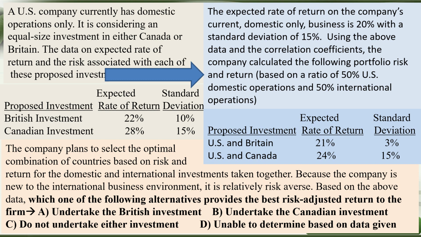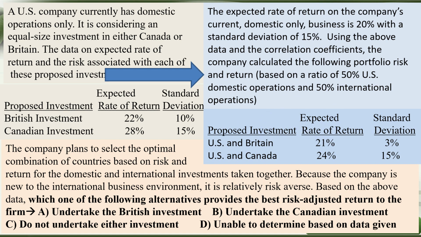Using the above data and the correlation coefficients, the company calculated the following portfolio risk and return based on a ratio of 50% of US domestic operation and 50% of international operations. So what is the difference between the previous one and this is that earlier it is domestic only operations, and here it is 50% for US domestic operation and 50% for international operations.